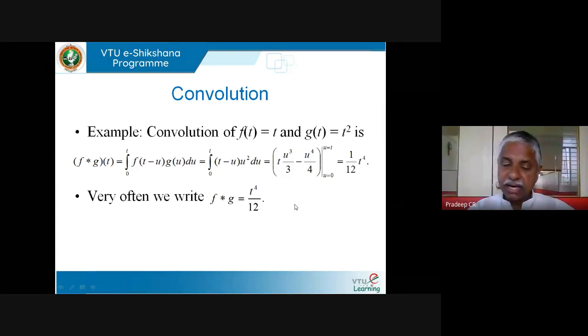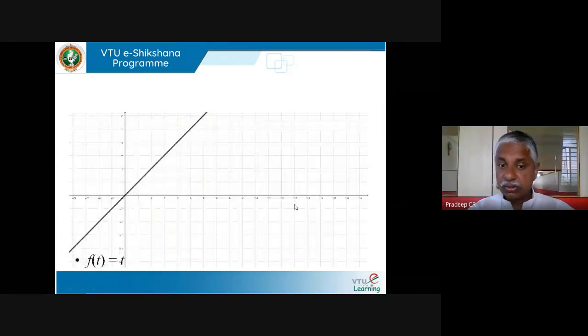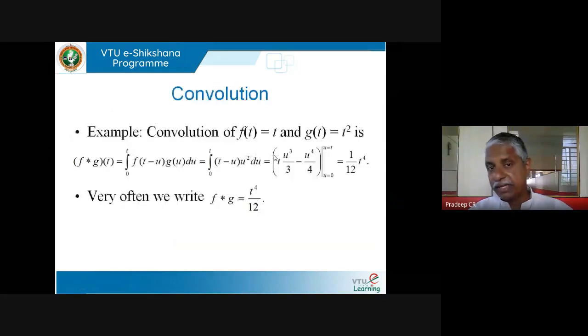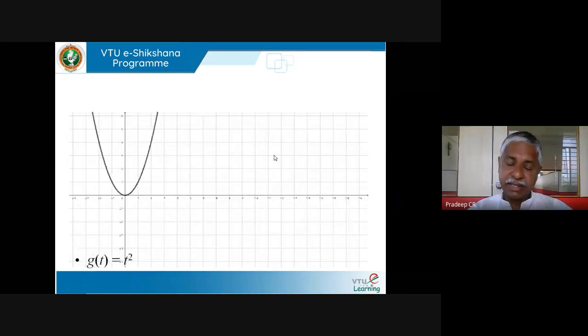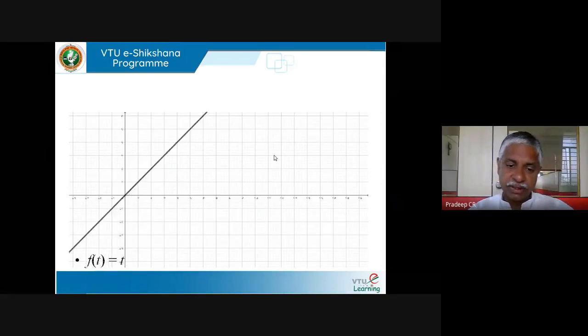So let us see the graph, how they look. If f(t), I'm trying to convolve this f(t) and g(t). So f(t), also, I know how the graph looks. f(t) is t. This is a straight line passing through the origin with slope 1. And g(t) equal to t square is nothing but a parabola. So these are the two curves which I am trying to convolve. What I get is 1 by 12 t power 4, which looks like this.